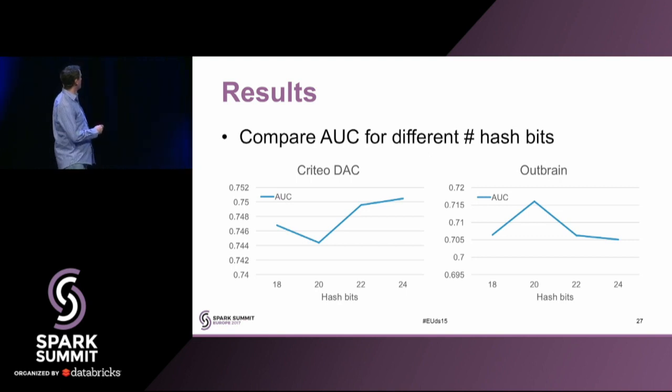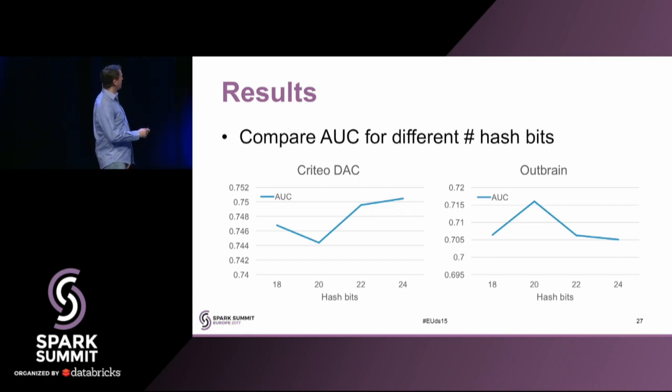Generally speaking, we would expect that lower hash bits would perform a little more poorly because of hash collisions, which is kind of what we see on the left. The Outbrain one is a little bit odd, but again, if we look at the actual scale of these axes, there's really very little difference here, and that could be accounted for by random initialization or whatever the case may be.